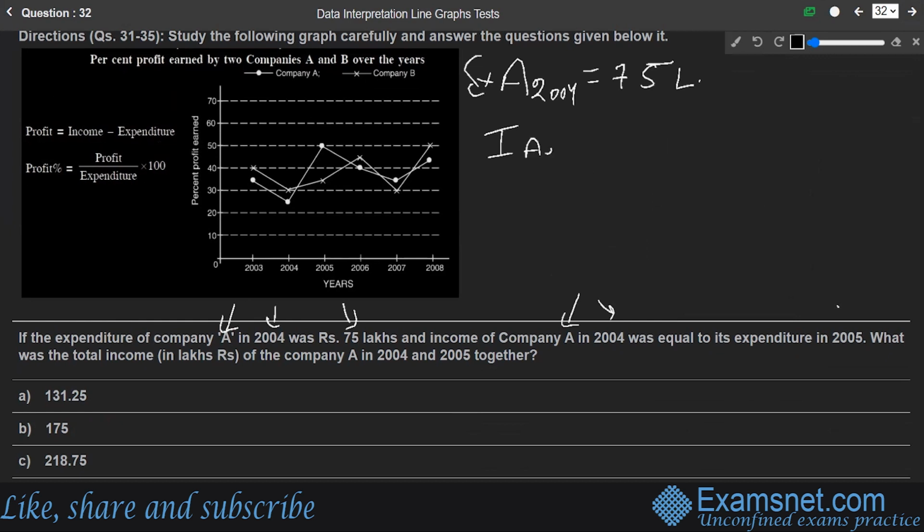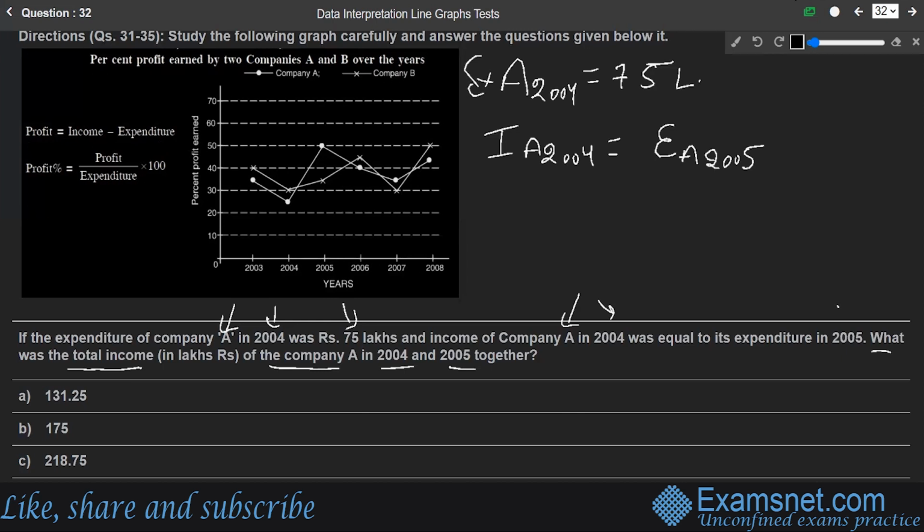The income of A in 2004 is equal to the expenditure of A in 2005. So clearly, what are they asking? What was the total income of company A in 2004 and 2005? So we will have to find out the income of A in 2004 and the income of A in 2005, and then only can we add and solve. So let us see this. Now they are saying the income of A in 2004 is equal to the expenditure of A in 2005.